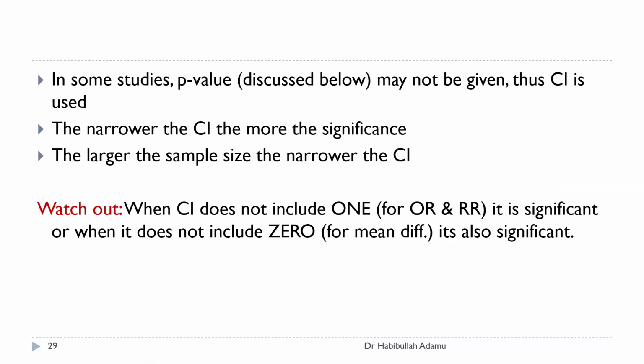For mean, the null value is 0, not 1. Why we are saying for odds ratio and relative risk, the null value is 1, because the interpretation is once relative risk or odds ratio is equal to 1, we conclude there is no association. So if there is no association, then something cannot be significantly associated with a value. But for mean, if the confidence interval is for mean, the null value is 0.